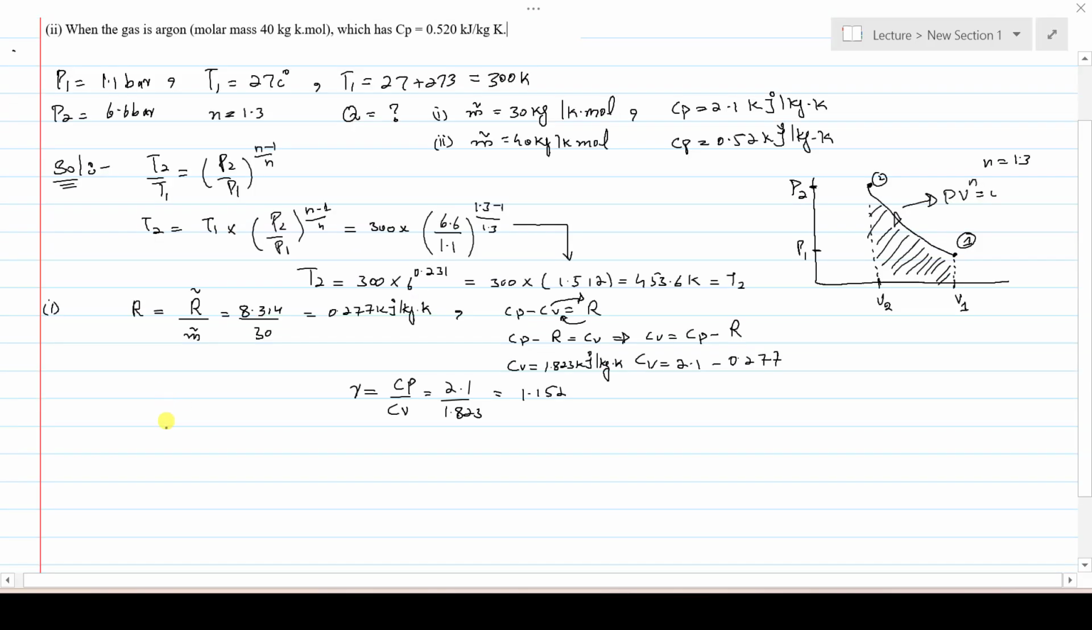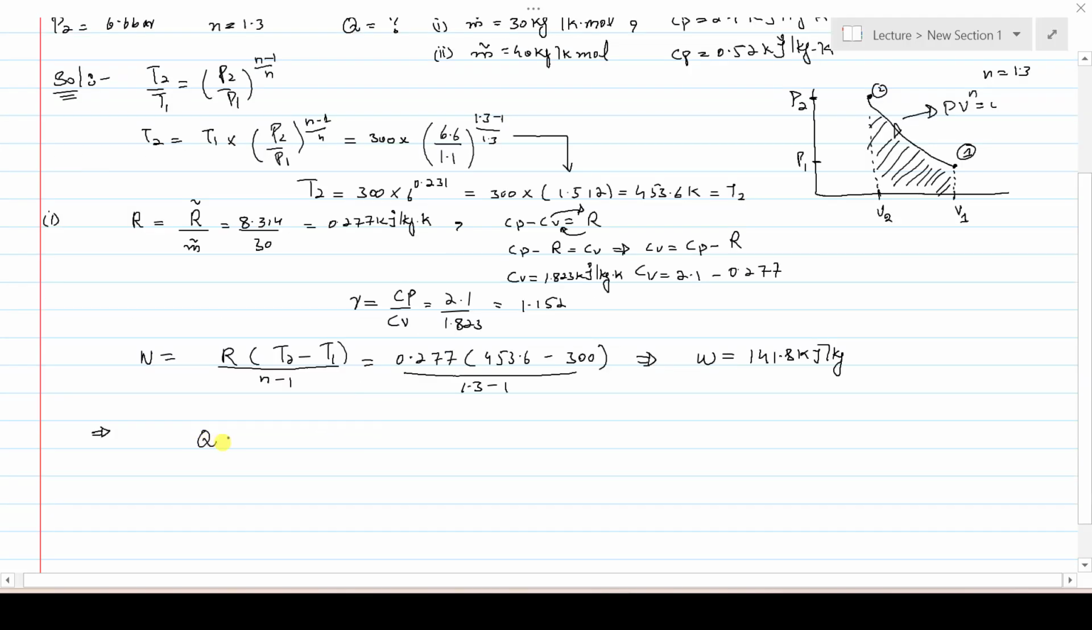Now the work input in the first case is equal to R times the change in temperature, T2 minus T1, divided by n minus 1. The R value is 0.277, the specific gas constant we have determined. T2 is 453.6, the initial temperature is 300, and n is 1.3 minus 1. After solving this on the calculator, you will get the work input required, which is equal to 141.8 kilojoule per kg.